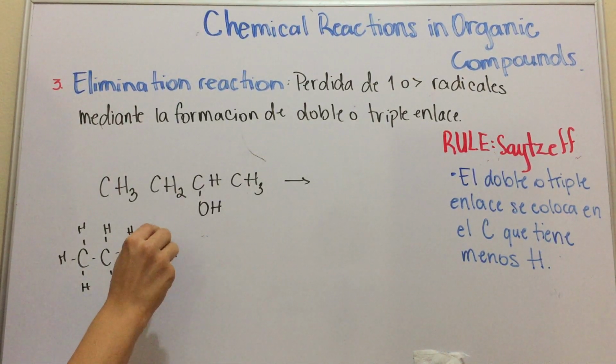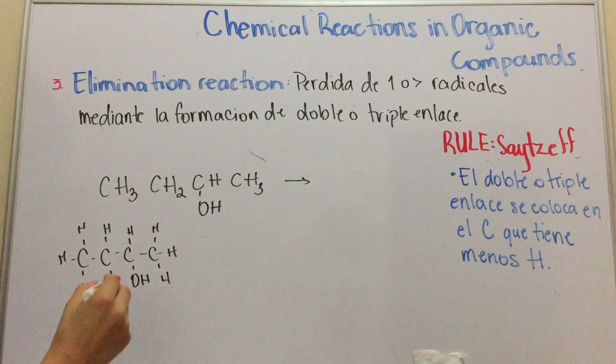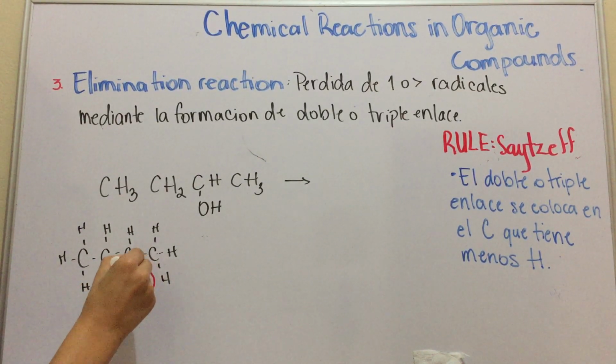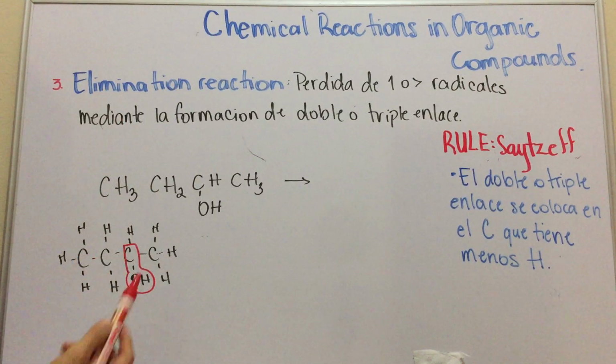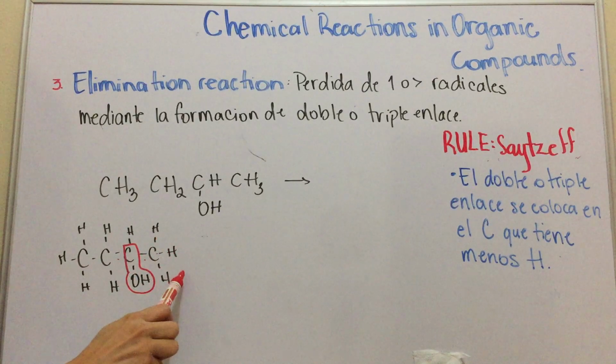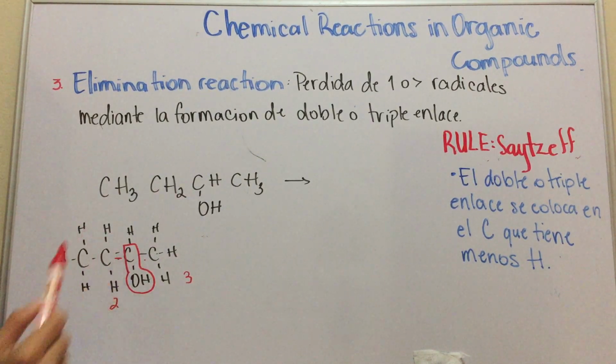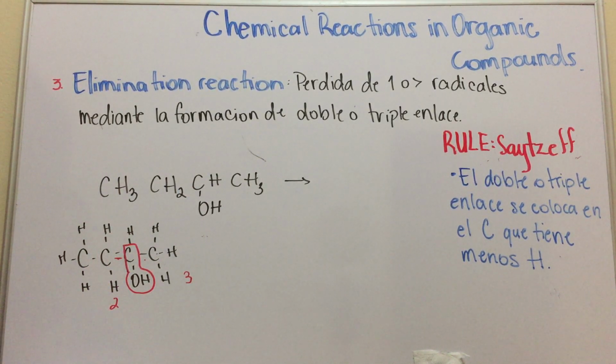All right, so Zaitsev's rule says that I'm going to put my double bond between the carbons that have the least number of hydrogens. In this case, I have my radical right here. So this carbon is included. So my bond can either go here or can either go here. But what does my rule tell me? That I'm going to use the carbon that has the least number of hydrogens. Meaning that in here I have 3, and in this one I have 2. So my chemical bond, my double bond, is going to go between these 2 carbons. Am I making it clear?